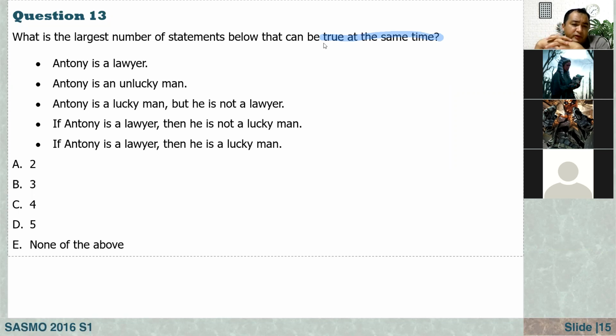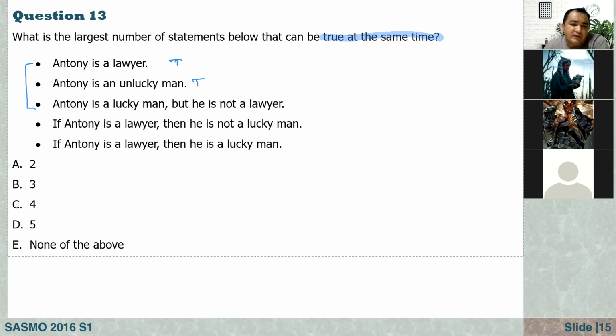And it says Anthony is a lucky man, but he is not a lawyer. So that means that actually here, among these three sentences, the statements, two of them can be true. For example, this one can be true, this can be true. Then the third one can be false.